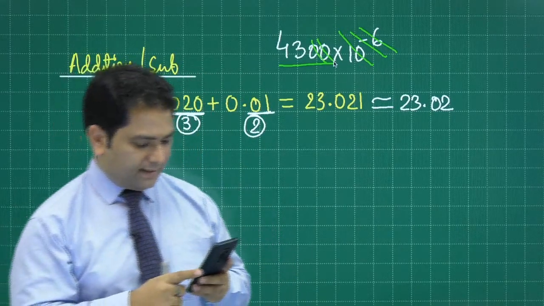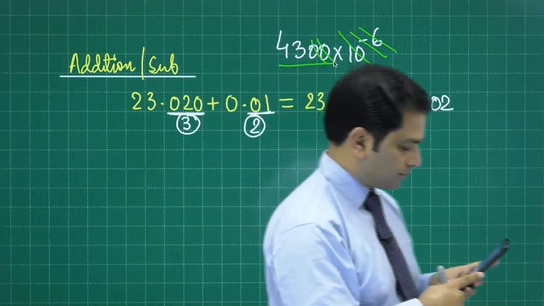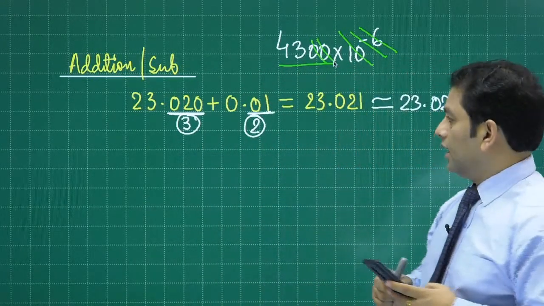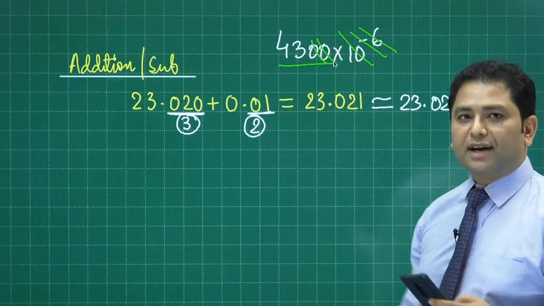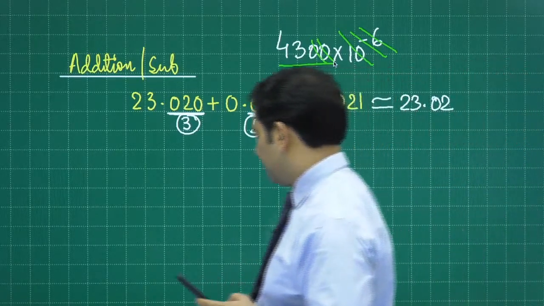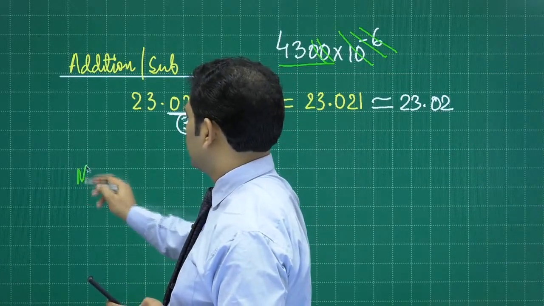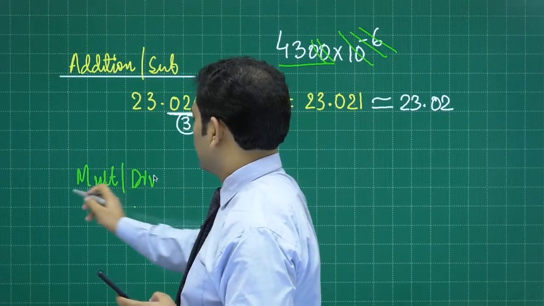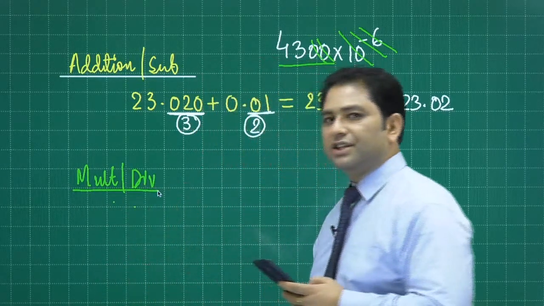All right, now let's see. After this, let's try to understand the part. Okay, so addition and subtraction has been done. Now let's go for multiplication division. So multiplication and division. And what are we going to do in multiplication division?